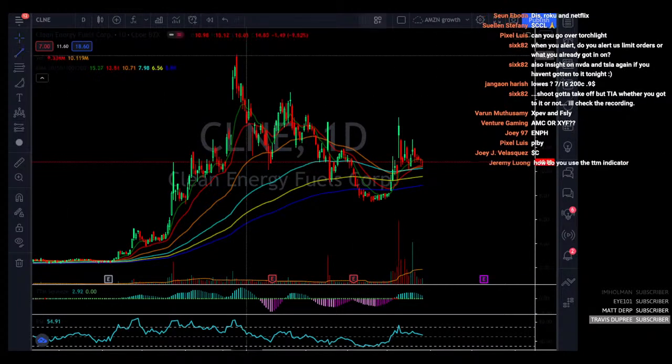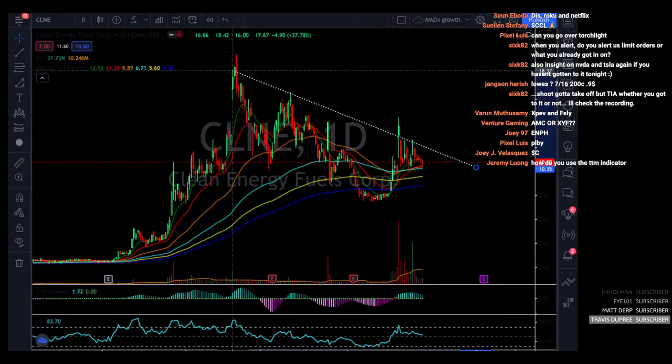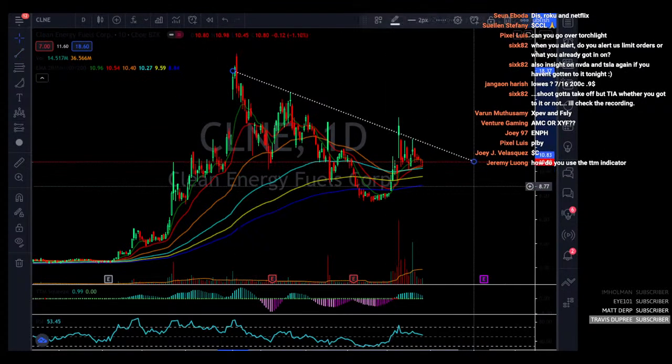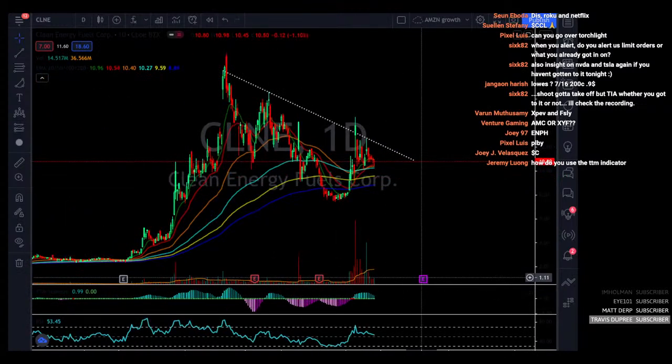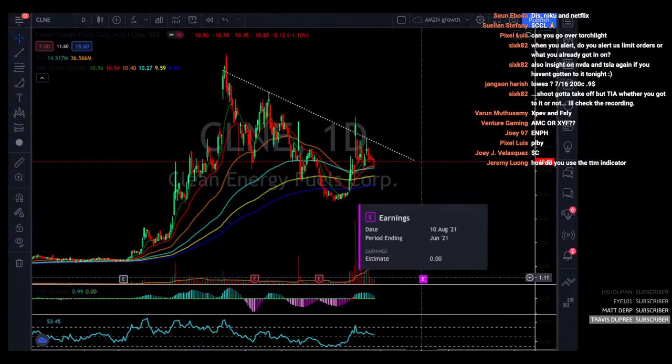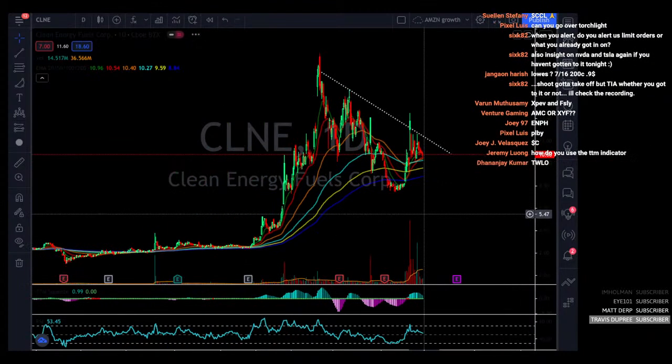But there's also some long-term resistance over here. It's not the cleanest line that I've ever drawn, but you can see that it needs to break the level of $12.30, close to $12.40, before we can actually do a reversal. And keep in mind that there is earnings on August 10th. Okay, that's pretty far away. So that's my short-term outlook for CLNE.